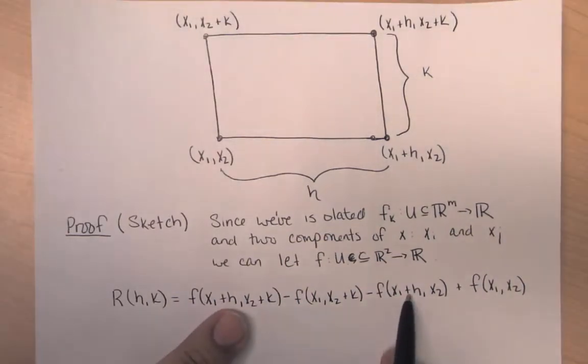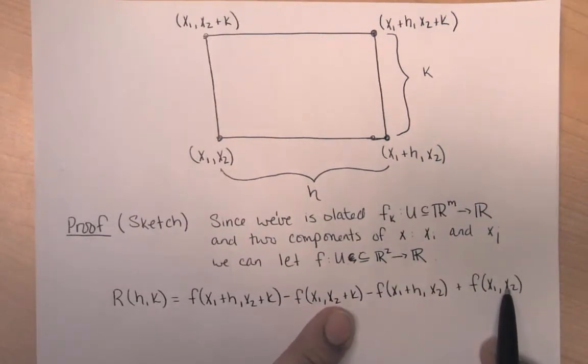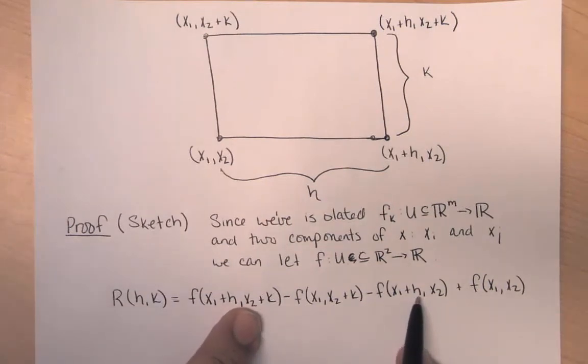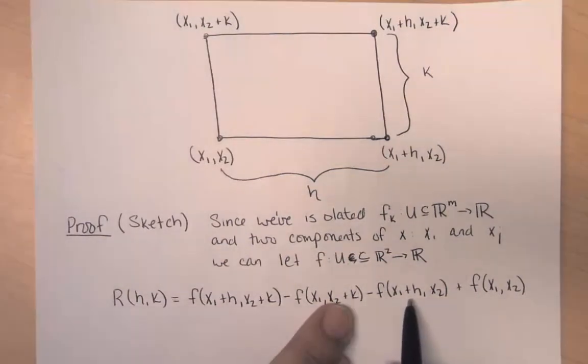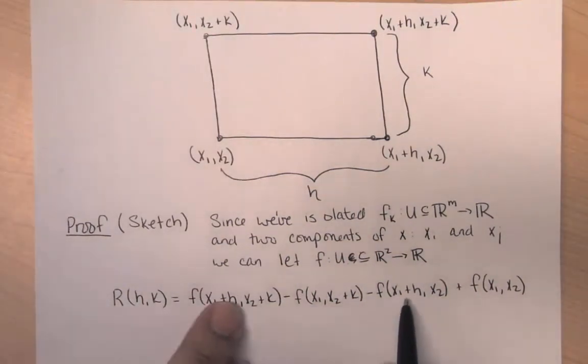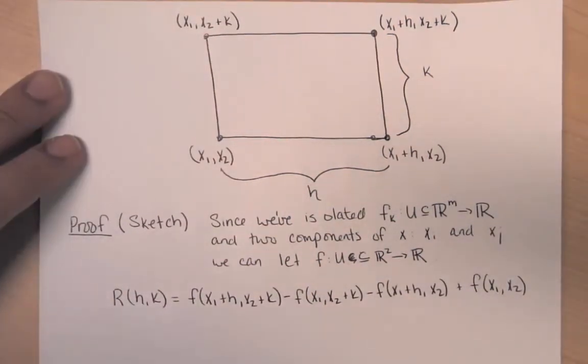So notice that if I were to keep these two isolated and consider these two, I have a difference, right, this minus this. I have a difference in the x2 direction, and then here I have a difference in the x2 direction. Similarly, if I look at these two, I have a difference in the x1 direction, and if I compare these two, I have a difference in the x2 direction. So because of these finite differences, I can actually apply the mean value theorem.